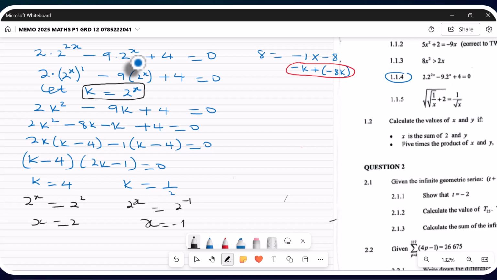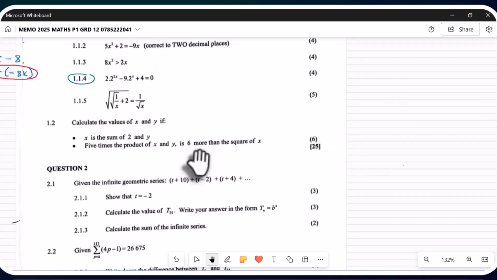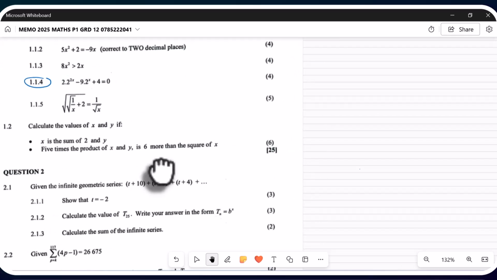1.1.5. This one here says square root of the square root of 1 over x, okay? But then plus what? Plus 2 equals 1 over root x.